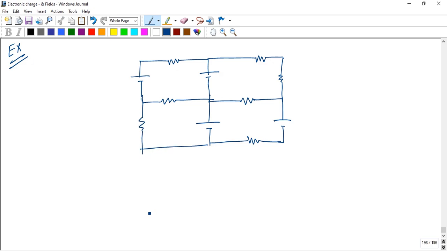Okay, now here I apply KCL. I try to apply KCL and KVL. Here you see the junction points. There is one junction point, a junction point. Here is a junction point. First find all junction points and potentials. Suppose that is V1, V2, suppose V3 and V4.